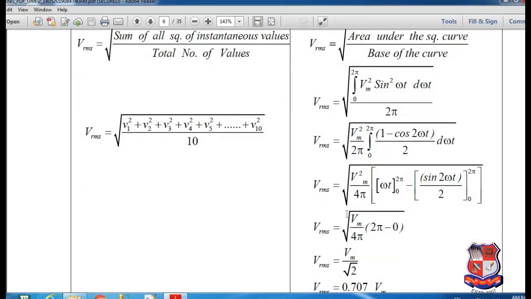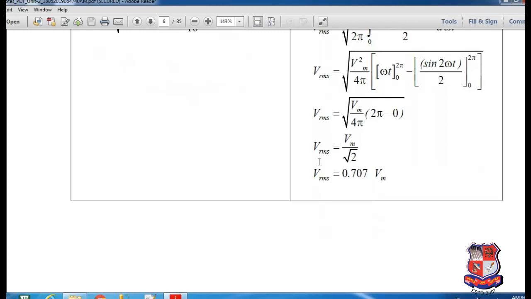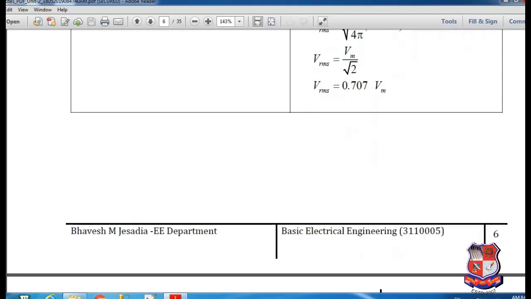Now again we can solve the equation, so we get V RMS equal to Vm square by 4 pi, omega t from 0 to 2 pi, minus sin 2 omega t divided by 2, again with the limit 0 to 2 pi. So we get V RMS equal to Vm by 4 pi, 2 pi minus 0, under root. So V RMS is equal to Vm by root 2, and at the end we get V RMS equal to 0.707 Vm, which indicates that the RMS value of the alternating quantity is 0.707 times the peak value or the maximum value.